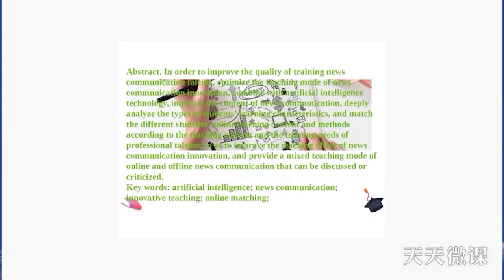Deeply analyze the types of students' learning characteristics and match the different students' online learning content and methods according to the teaching content and the training needs of professional talents, so as to improve the teaching effect of news communication innovation and provide a mixed online and offline news communication teaching mode that can be discussed or criticized. Keywords: artificial intelligence, news communication, innovative teaching, online matching.